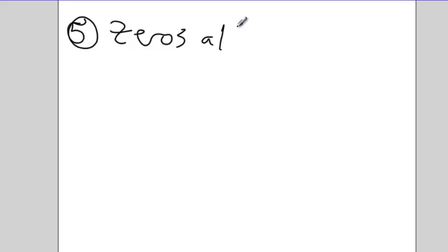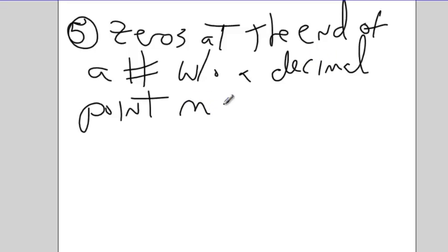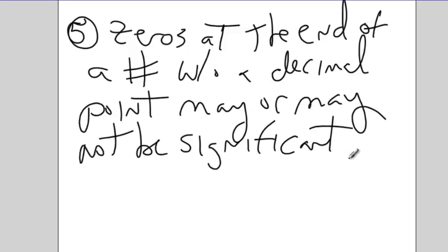Zeros at the end of a number without a decimal point may or may not be significant. Okay? It depends on the circumstance. Let's think about that for a minute. Let's say you have the number 5,000 milliliters. The question is, which one's the estimated digit?